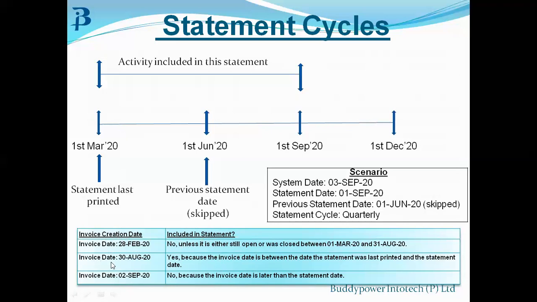Then what about the invoice created on 30th August? This will definitely be shown in the statement because the invoice date is between the date the statement was last printed and the statement date. And the invoice dated 2nd September 2020? This also will not be included because the invoice date is later than the statement date. This is similar to the way you get your bank statements. So this is how your statement cycles run in AR.